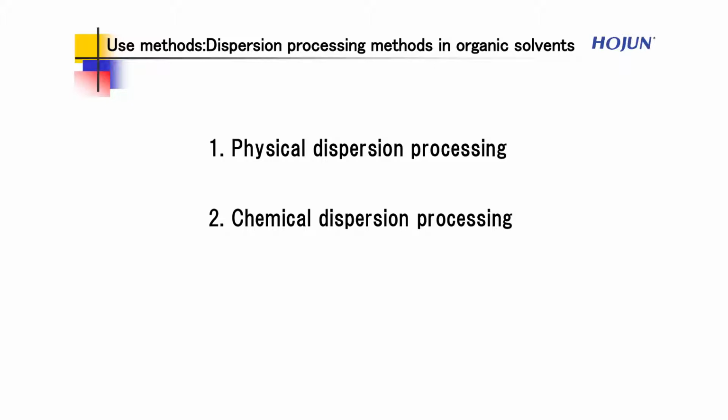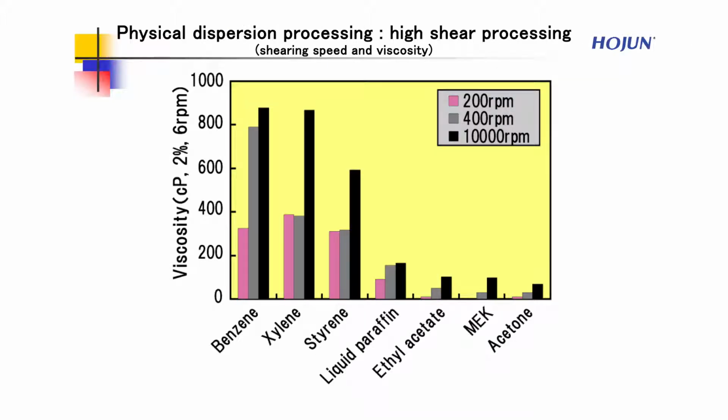Favorable dispersion is recommended in order to efficiently use organic bentonite. This is an introduction of the physical dispersion processing method and chemical dispersion processing method. A high shear processing method is one of the methods of physical dispersion processing. Higher viscosity is observed with higher shear processing in all solvents. An increase in viscosity indicates the dispersion is promoted.